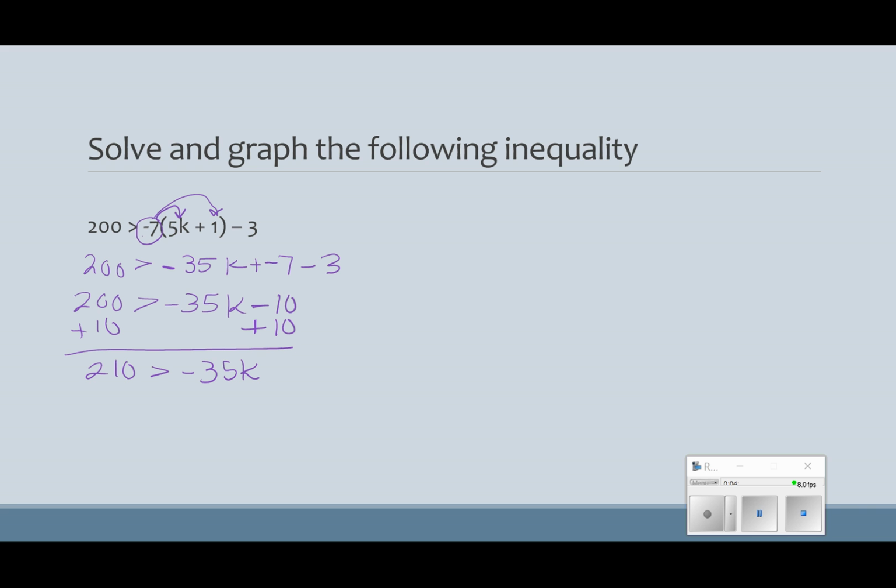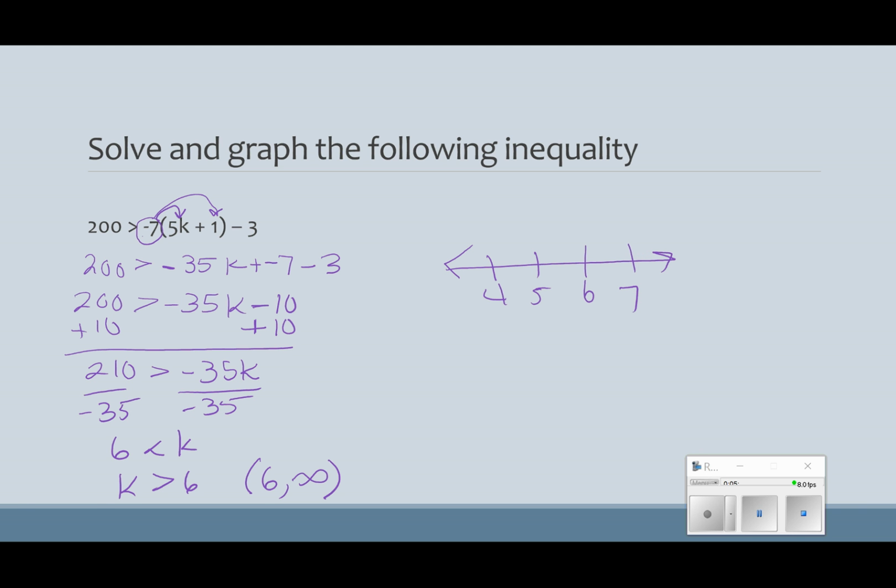I'm going to divide both sides by negative 35. Since I've divided by a negative, I'm going to flip the order symbol. So I'm going to get 6 is less than k, or k is greater than 6. In interval notation, it's not included, so 6 to positive infinity. When I go to graph, I'm going to have an open circle on 6, and my arrow is going to go to the right again. Seems I like those greater thans. So that's going to go to the right. So anything that's larger than 6 is part of the solution set.